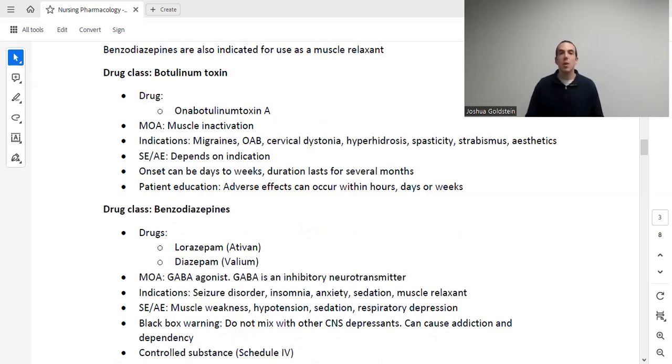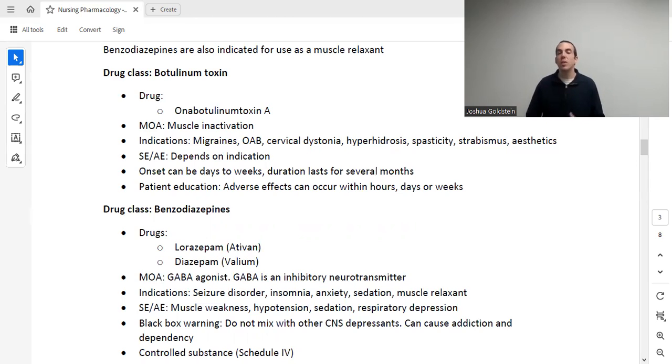One more drug class I want to talk about here. It's used for spasticity as well as several other things. This may or may not be covered in your nursing pharmacology curriculum, but the medication is Botox, or botulinum A toxin, also known as onabotulinum, very commonly known as Botox. Clinics for this are popping up everywhere, have for well over a decade now. How does it work? It inactivates muscle pathways.